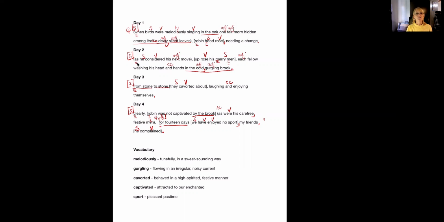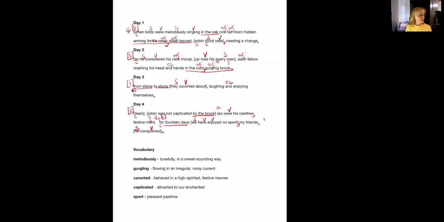Subjects and verbs. "When he considered," considered is the verb, he is the subject. Up rose his merry men. Rose is our verb here, and merry men is the subject. And then that's the last clause. Gurgling means it's flowing in an irregular and noisy current. I don't know if you really have gurgling brooks in Florida because you don't have hills, and I feel like hills are required for that. But I know where I come from in Montana, brooks gurgle.